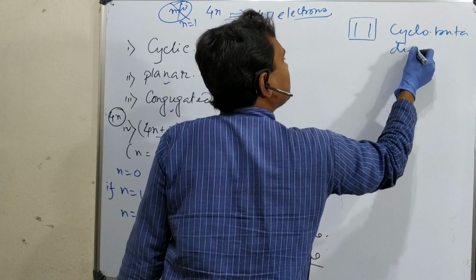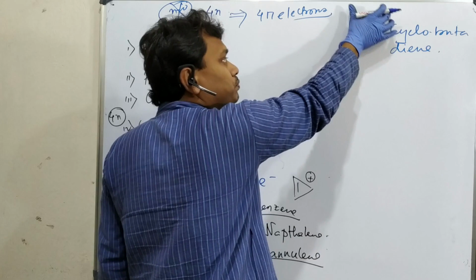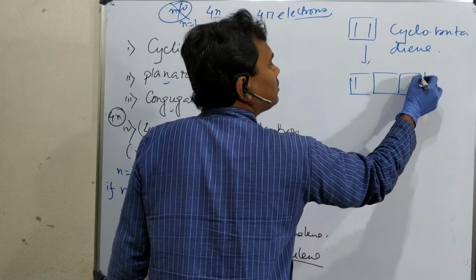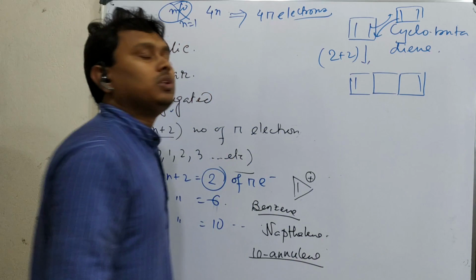Cyclobutadiene. According to the definition, this is anti-aromatic, which means it is extremely unstable. Actually, the reality is that this is extremely unstable. If you keep this molecule, it will instantly undergo dimerization and result in the formation of this molecule. That is, a 2 plus 2 addition: another molecule of cyclobutadiene comes here, they form a 2 plus 2 addition and form this molecule. So this is not stable because of anti-aromaticity.